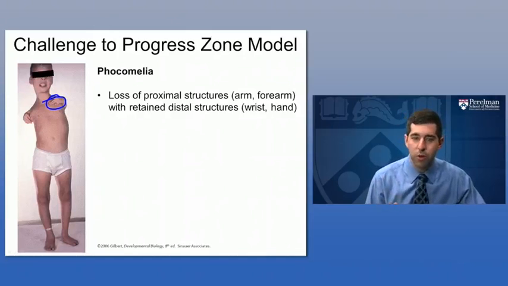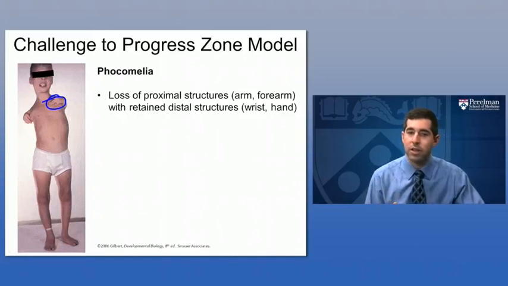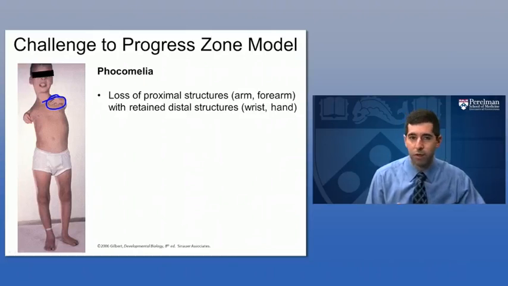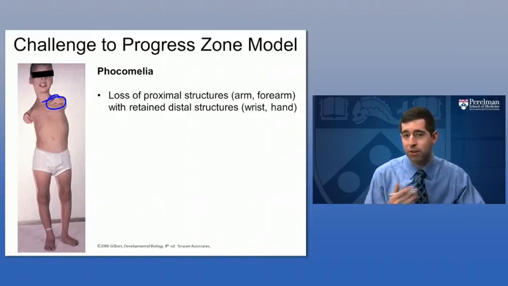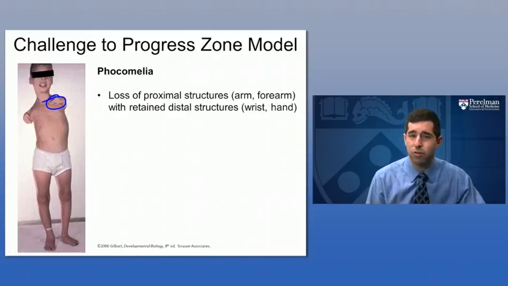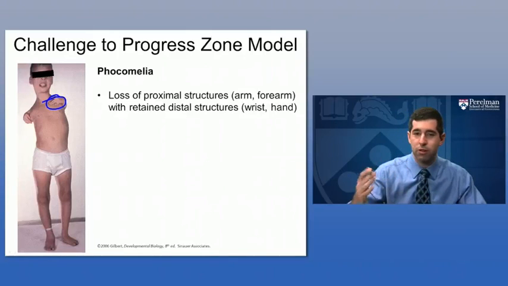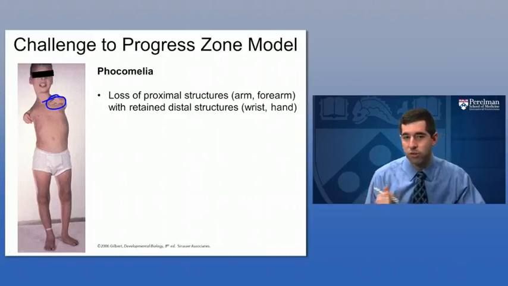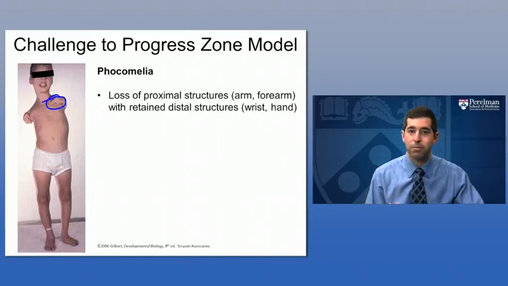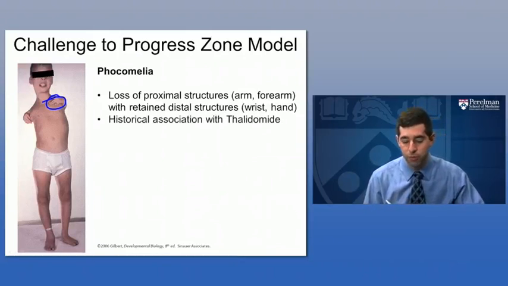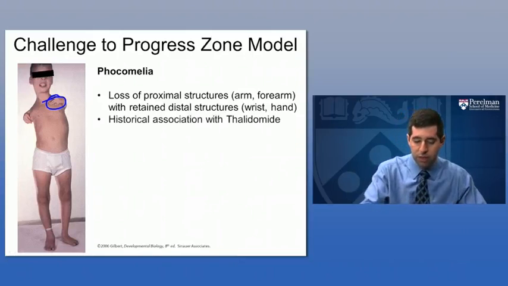So this would certainly go against that progress zone model. The idea being that, well, if we had some interruption at the point where we have the formation of the arm, shouldn't we have loss of everything distal to that? If I am not able to have zone 1 essentially break off and develop, how could zones 3 and 4 further down the line actually be able to develop? So this certainly challenges that first model. There is, as I said before, a historical association with thalidomide.